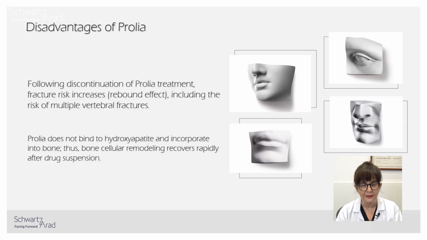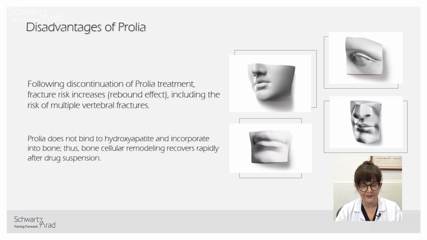We continue with the disadvantages of Prolia, not just for dental treatment, but in general. Following discontinuation of Prolia treatment, and this is very important, there is a rebound effect of increased fractures in the vertebra and in the bones. So this is very dangerous. When you stop Prolia, you get this rebound effect.